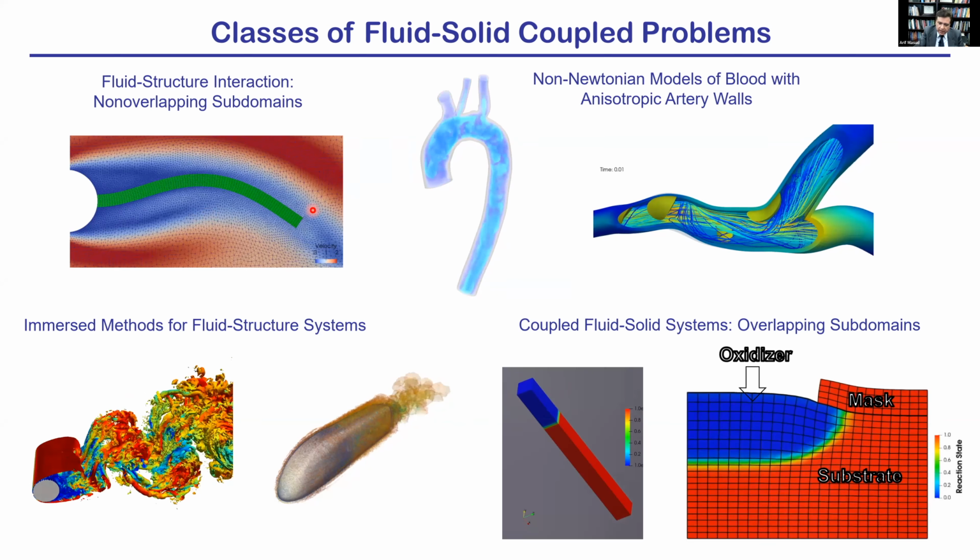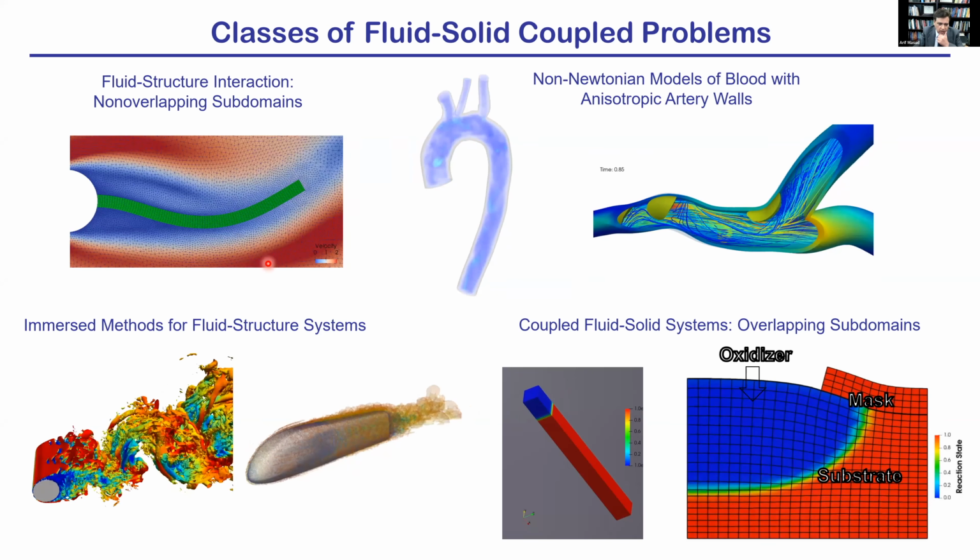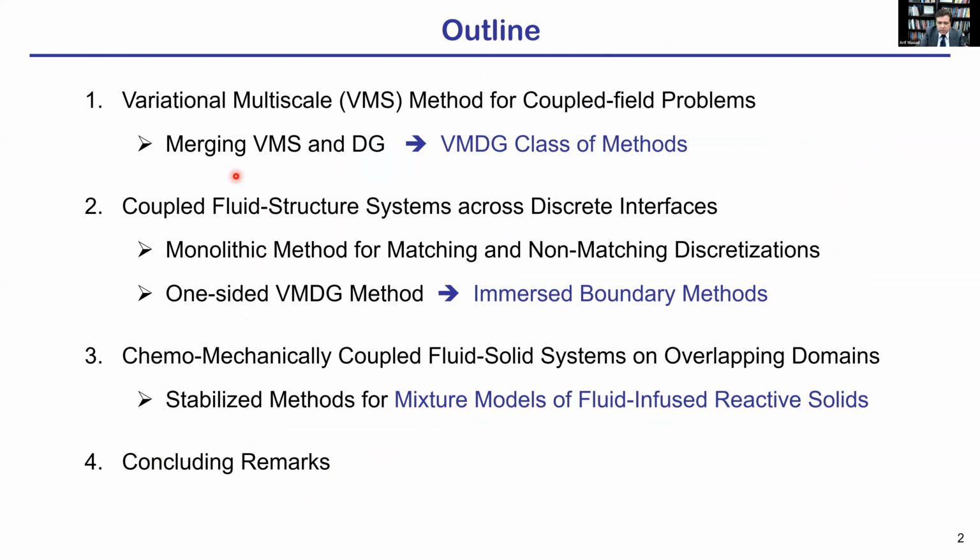So the focus of my talk today is going to be on method development. So here is an outline of what I'm going to present. I'll first present the mathematical outline or structure of variational multiscale methods to show their enhanced stability and accuracy properties. And then we will embed in this framework ideas from the discontinuous Galerkin method to give rise to the VMDG class of methods. We worked on these methods for some time.